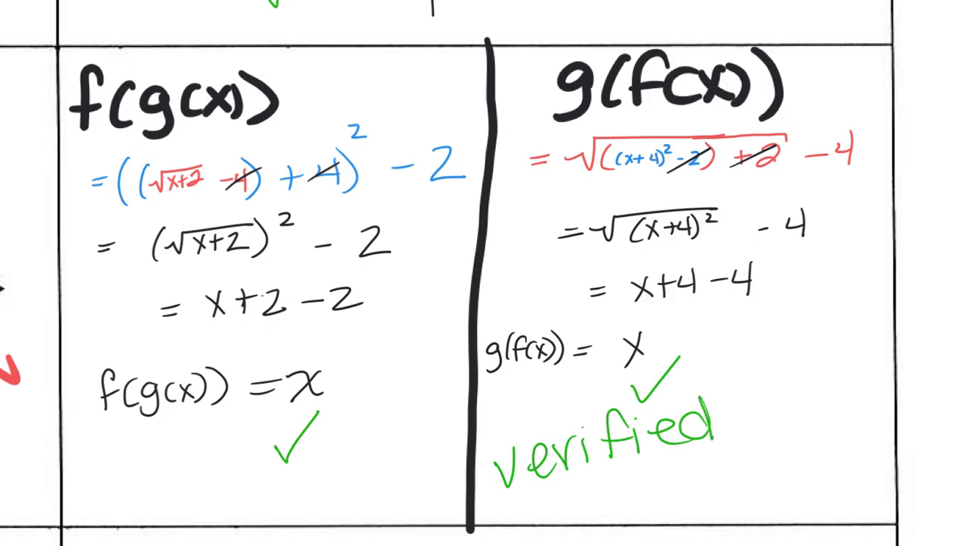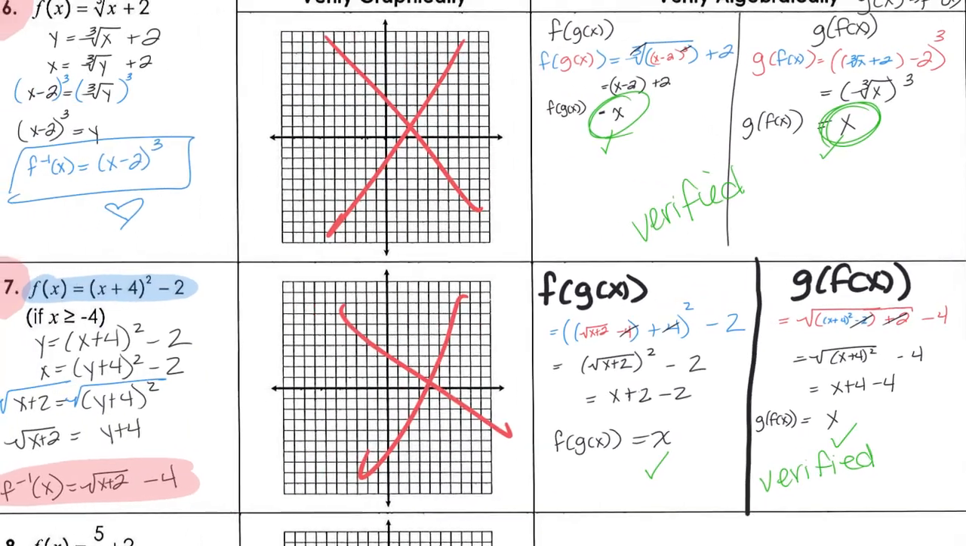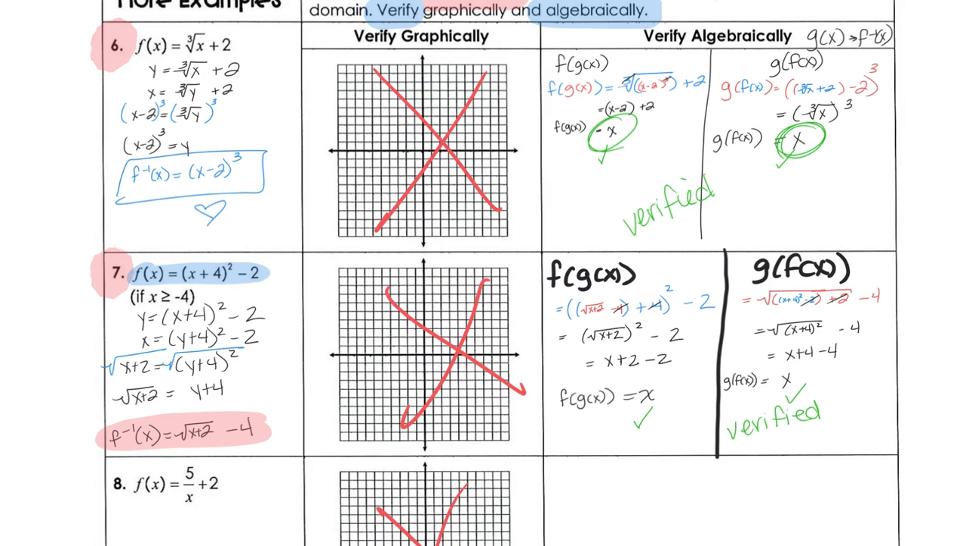Because both of them are coming out to x, now we are verified. So you have to be capable of not only finding the inverse, so understanding that x and y switch, solve for y, but you have to prove it algebraically. So that's composing the two, making sure that you get x's out of both because they're undoing each other. So I had an x and got a y, and I put the y back in, I should get the same x out, and that's what you're verifying.